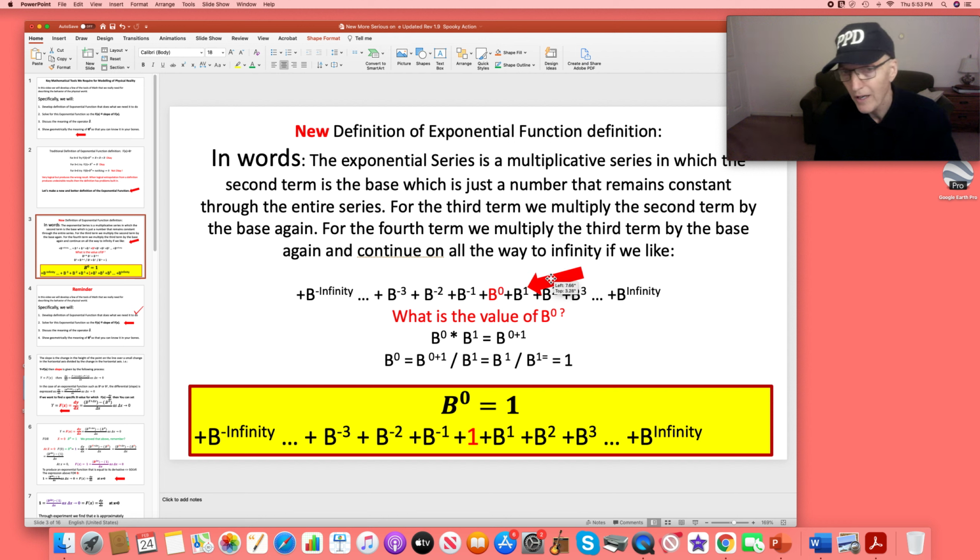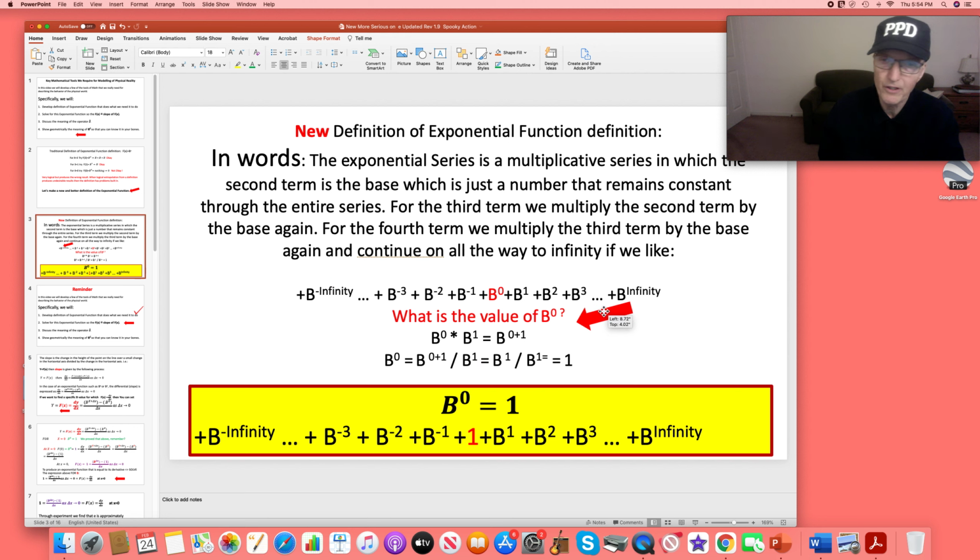If you go to the right, the next one's b to the 1. If you go to the left, it's b to the negative 1. And what that means is 1 over b, right? It's like the inverse. And then b to the negative 2 is 1 over b squared, right? And b to the negative 3 is 1 over b cubed. And you can continue that all the way down to b to the minus infinity, which is 1 over b to the infinity.